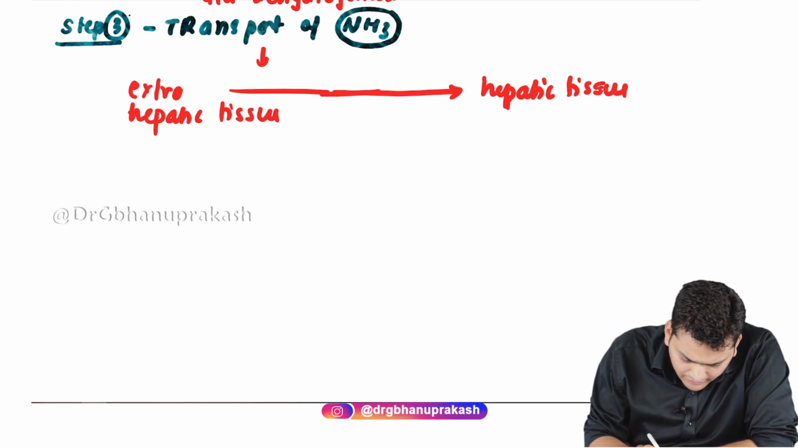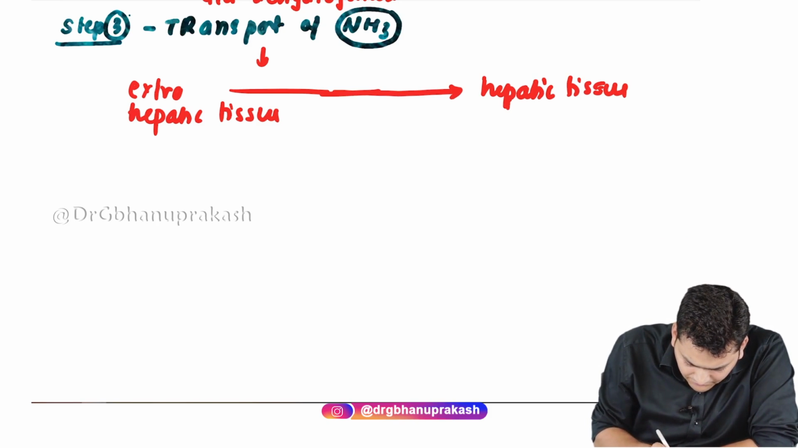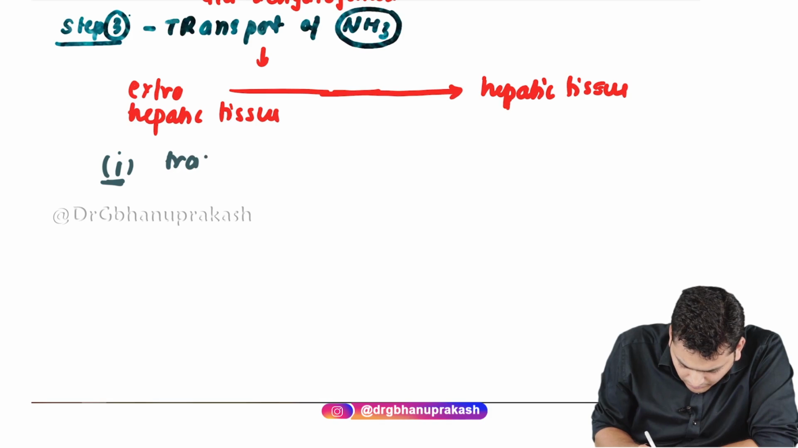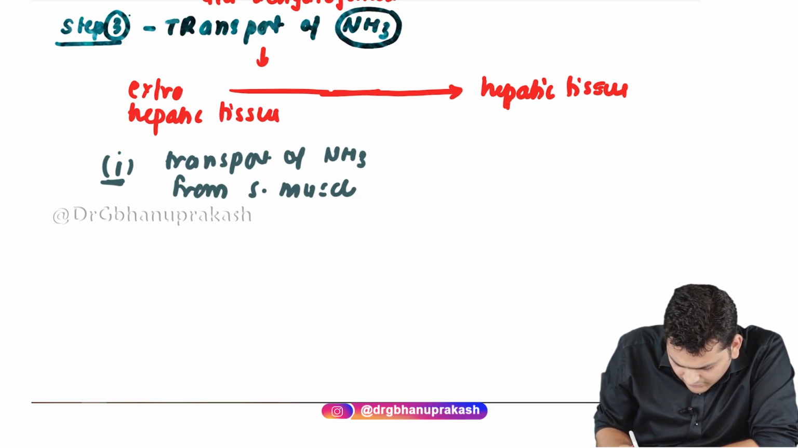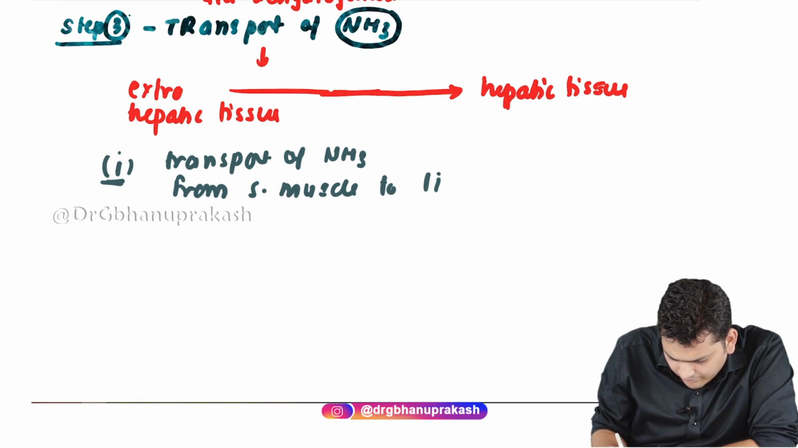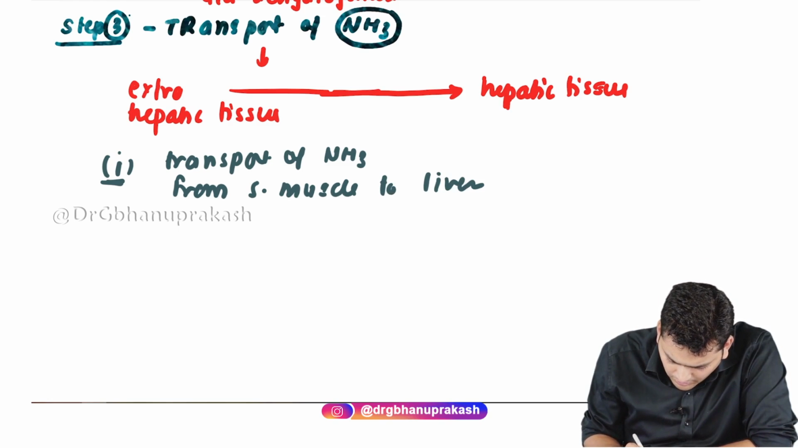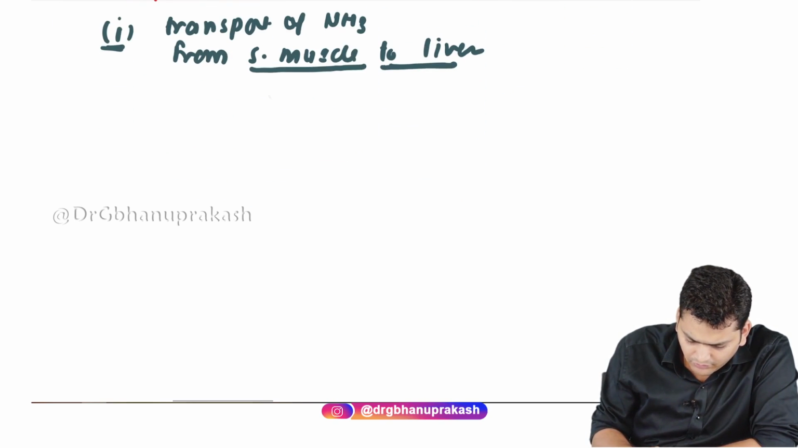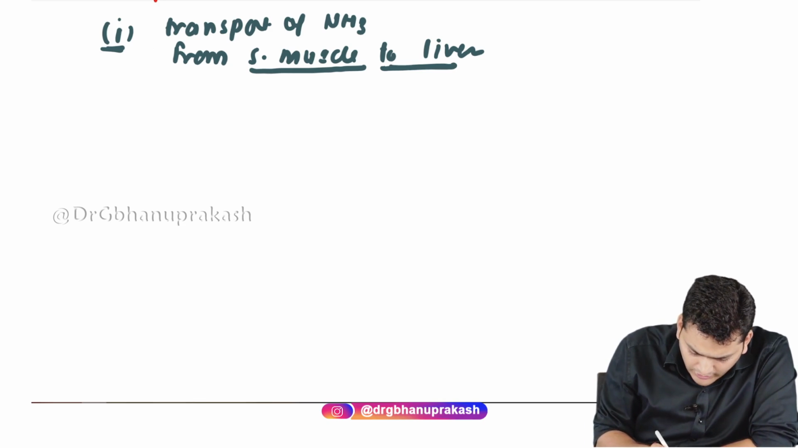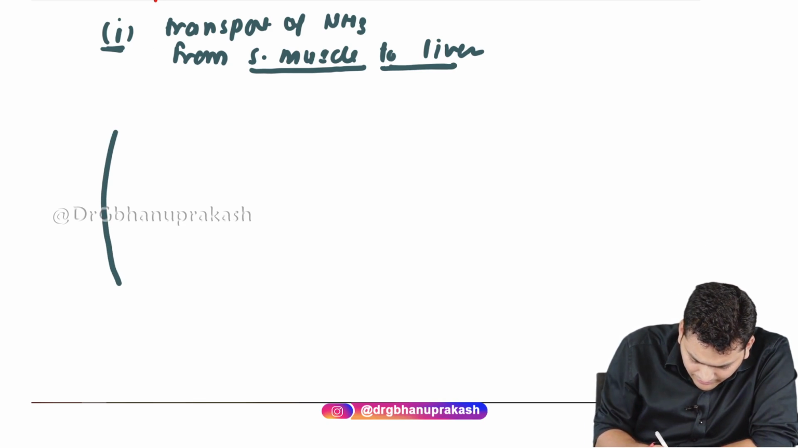To achieve that, the first example is transport of ammonia from skeletal muscle to liver. Let's see how we are going to do that. How are we going to transport the ammonia from skeletal muscle to liver? To understand that, I am just giving you a diagrammatic representation.